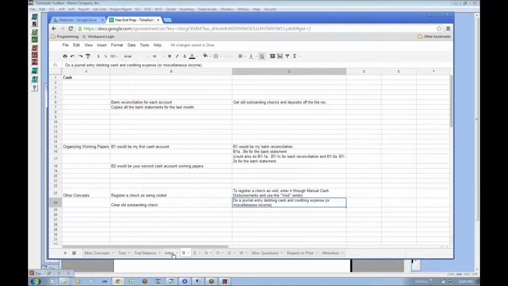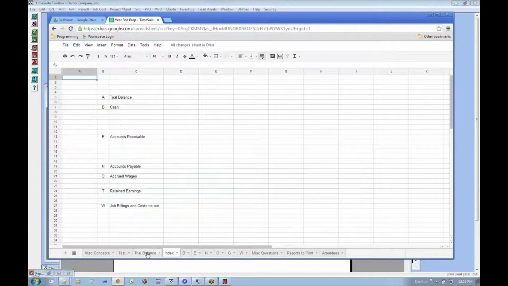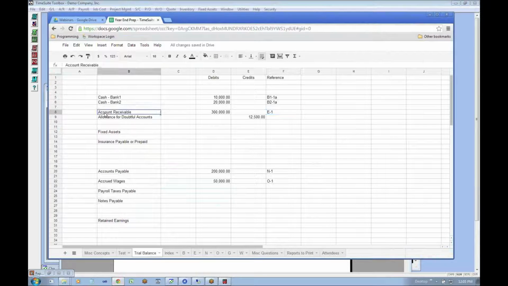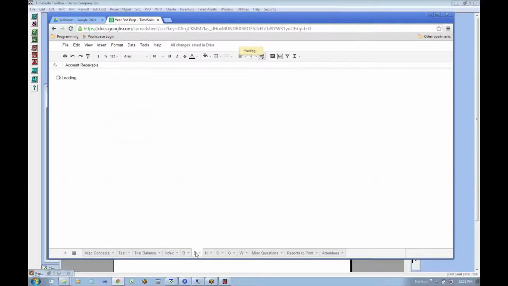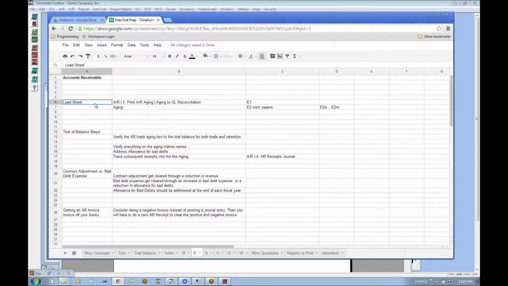So now we're going to go back to the trial balance, and the next item we're going to cover is our accounts receivable. So E is our set of work papers. The first thing we want is a lead sheet, and this is a reference into a lead sheet that we'll produce for you in the system. AR, print AR aging, and then aging to GL reconciliation. And then you might, as a suggested reference, make that your E1.